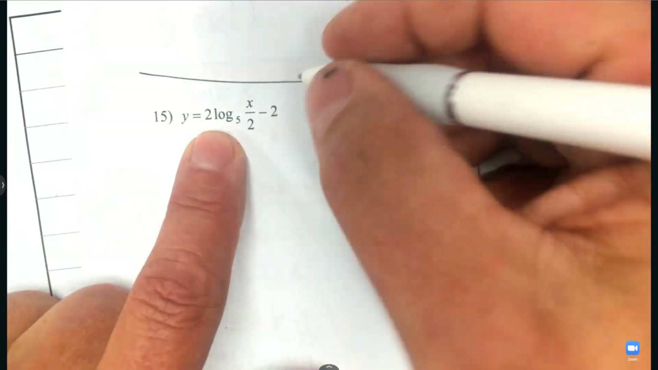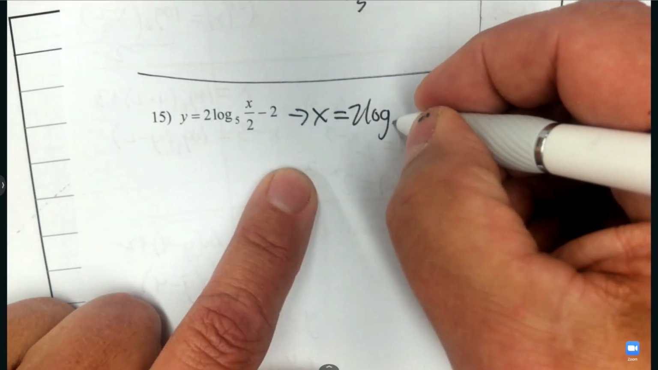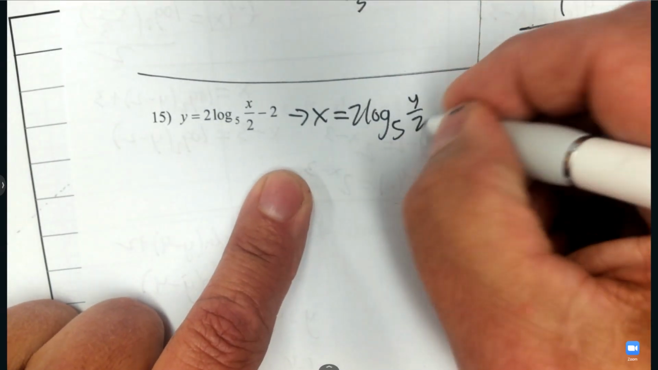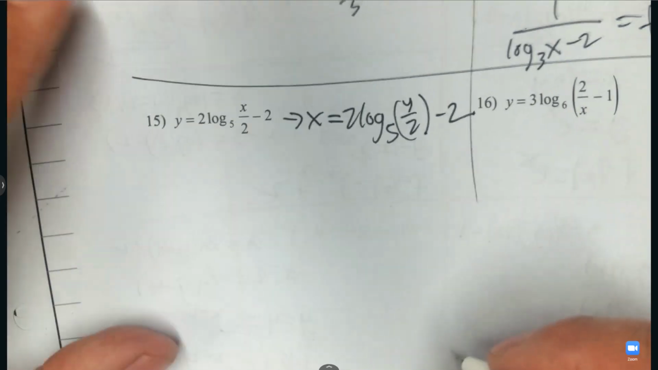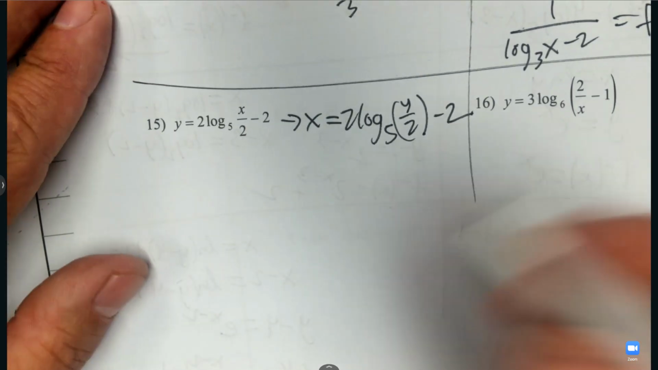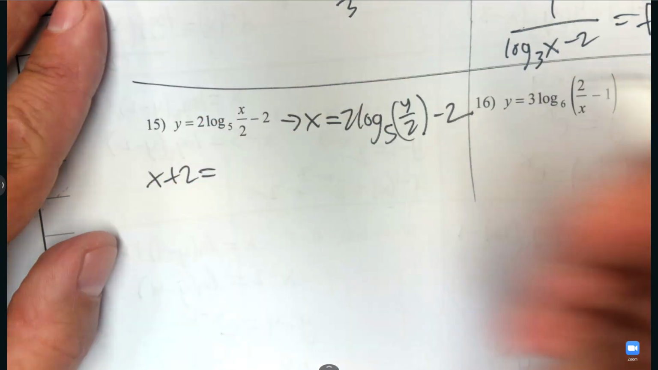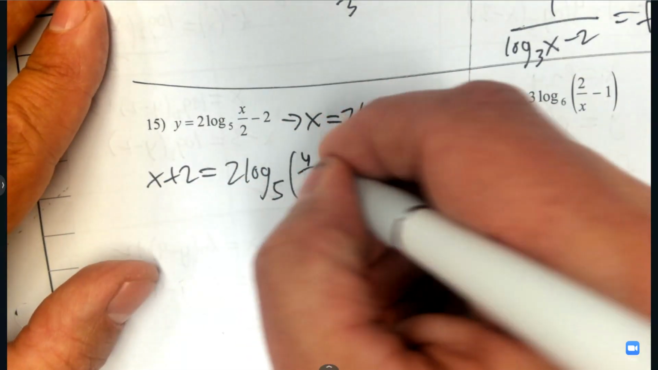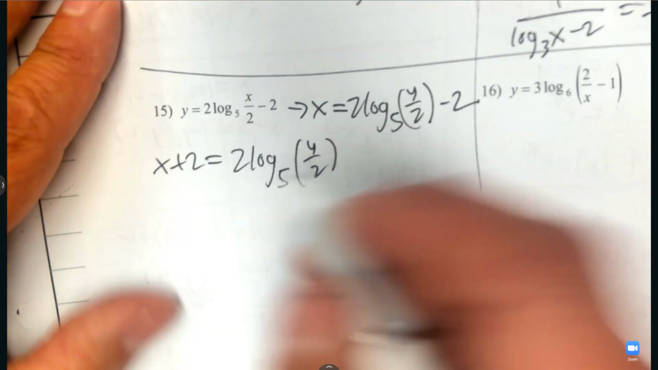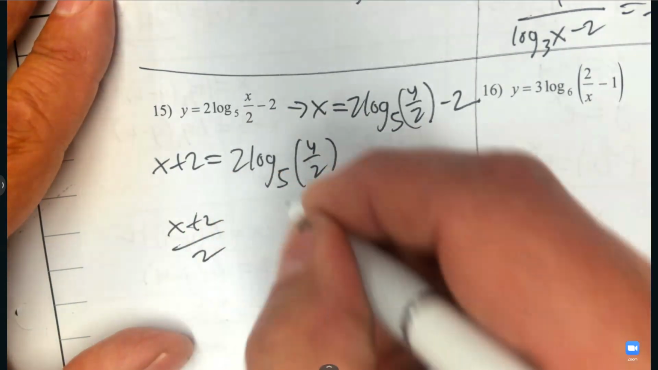All right, 2 more left. So we're going to inverse this. X equals. Now know that this is inside the logarithm. This is not inside the logarithm. And then I want to solve for y. So the inverse of subtracting 2 is to add 2. The inverse of multiplying times 2 is to divide by 2.